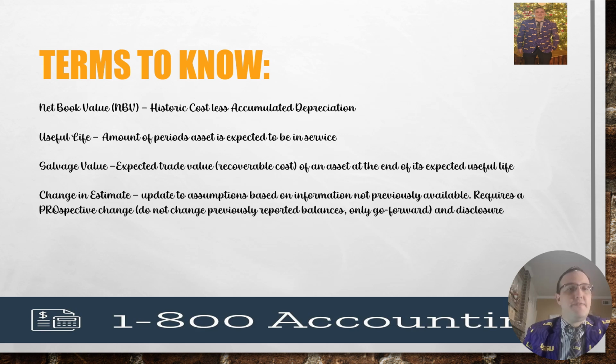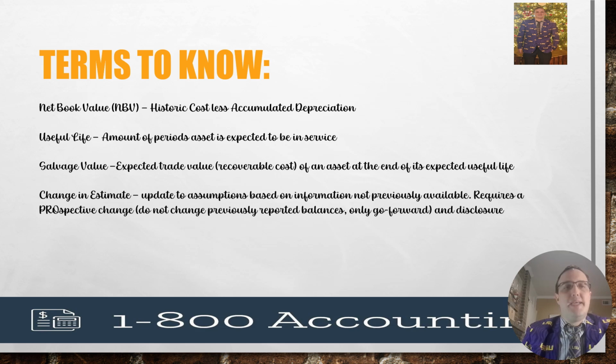The useful life is going to be the amount of periods the asset is expected to be in service. For now, we're just going to focus on annual, but note that if you are producing monthly or quarterly financials, then you will need to divide the annual depreciation into months. The salvage value is going to be the expected trade value or the recoverable cost of an asset at the end of its expected useful life.